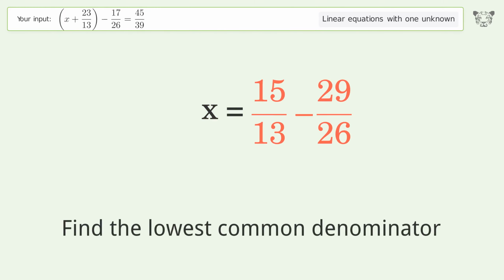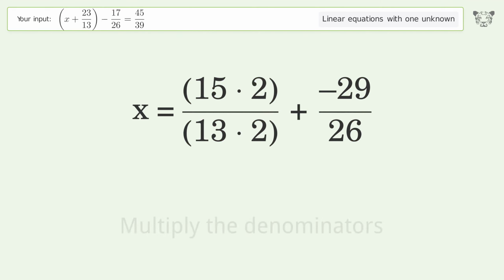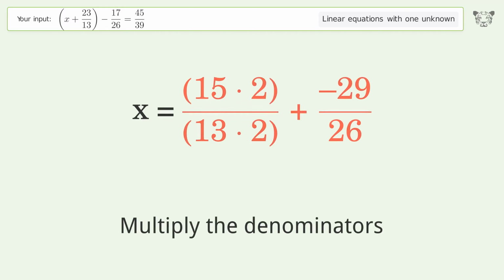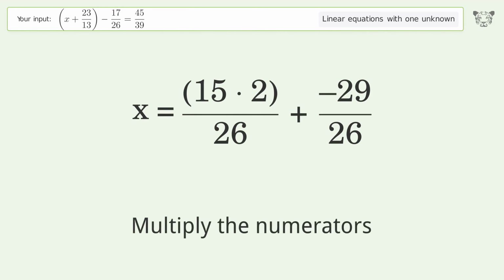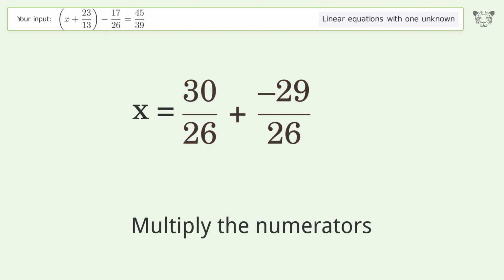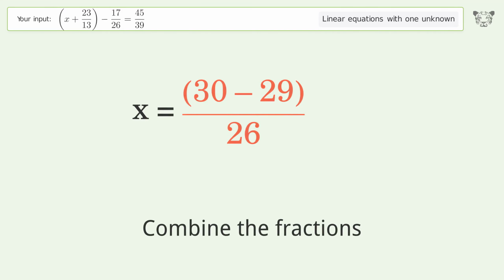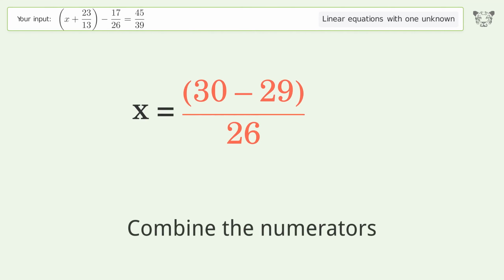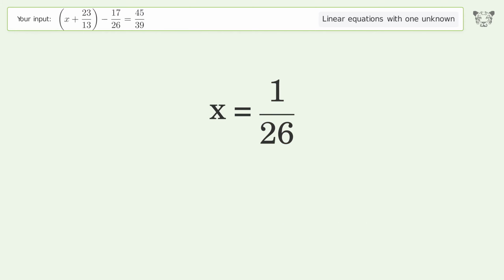Find the lowest common denominator. Multiply the denominators. Multiply the numerators. Combine the fractions. Combine the numerators. And so the final result is x equals 1/26.